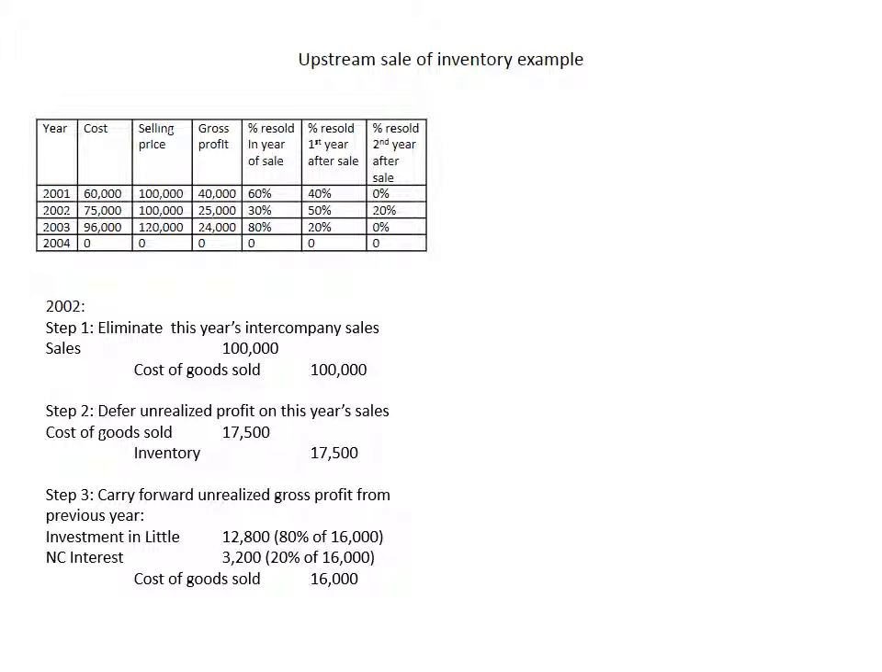All of that merchandise was resold in 2002, which means that that $16,000 previously unrealized gross profit now gets realized and recognized via a reduction of cost of goods sold.